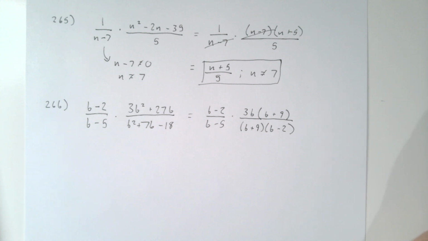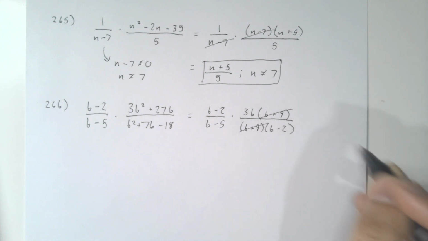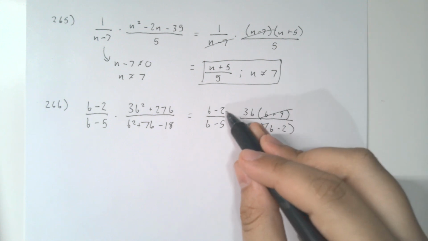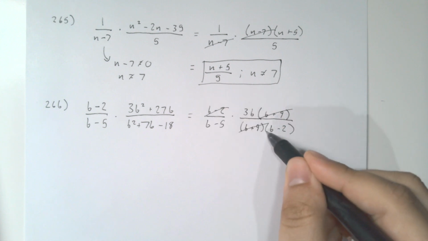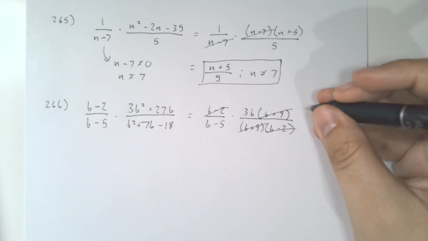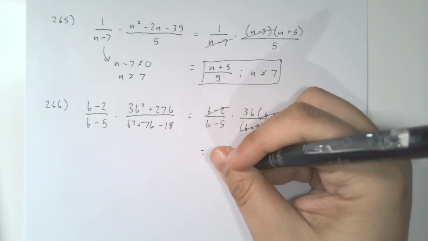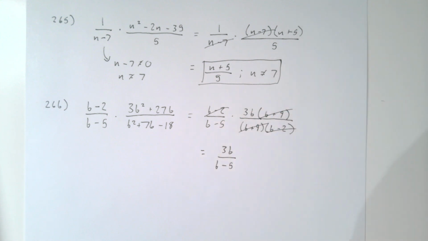And now that everything is factored, we want to cancel out everything that we can. So we have a pair of b plus 9s, and we have a pair of b minus 2s. And all that leaves us with is 3b over b minus 5.